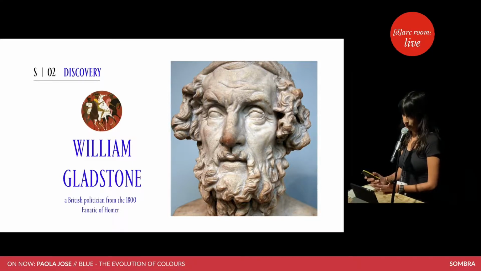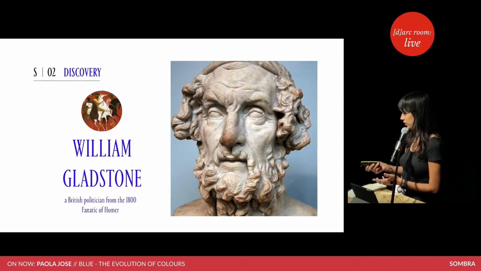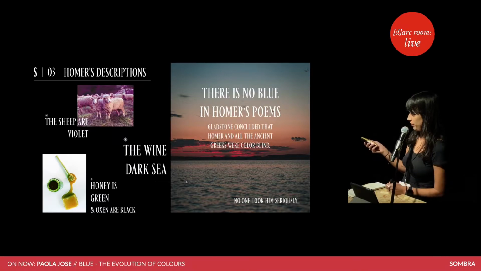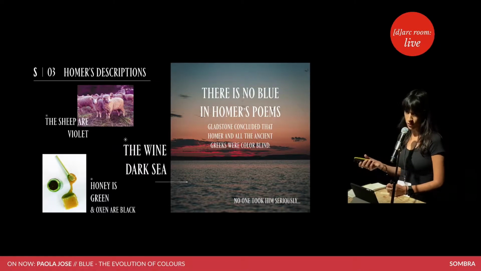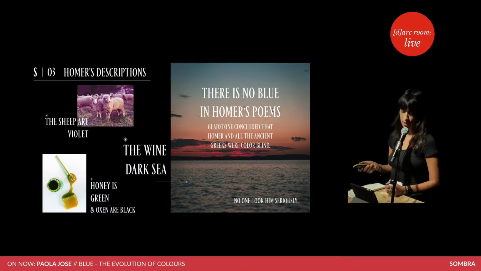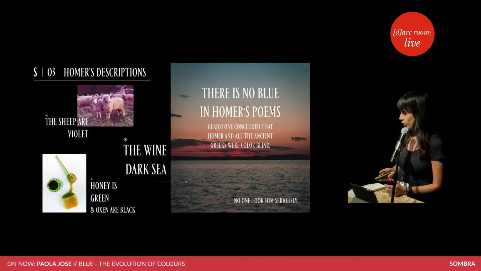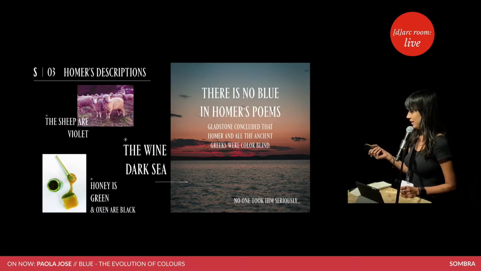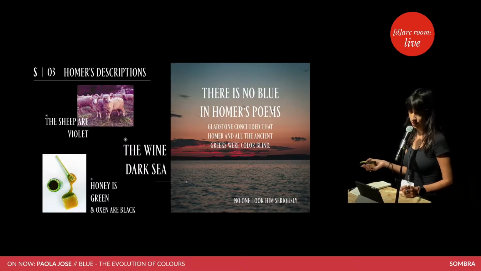He was very surprised about this, and also Homer mentioned the colors in a very strange way. Homer's descriptions of colors were: the sheep are violet, honey is green, and oxen are black, the wine-dark sea. So Gladstone started to read all of Homer's books, and he found out that there's no blue. Also, he studied a lot of ancient Greek literature, and he found out that there's no blue in any of the Greek literature.